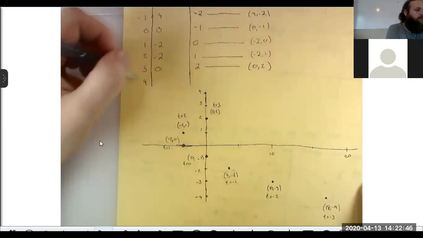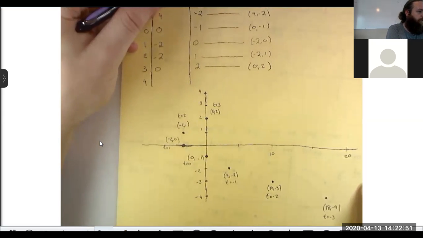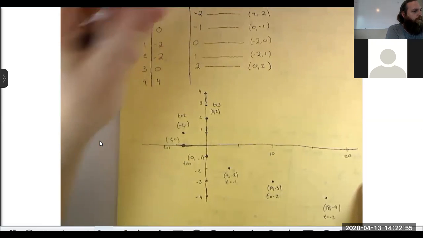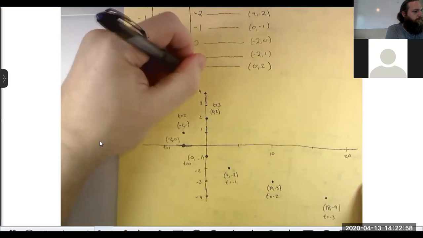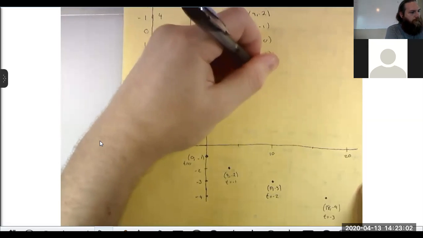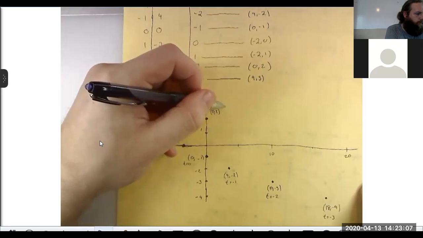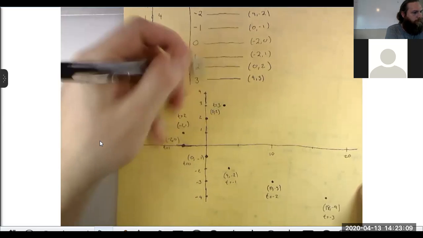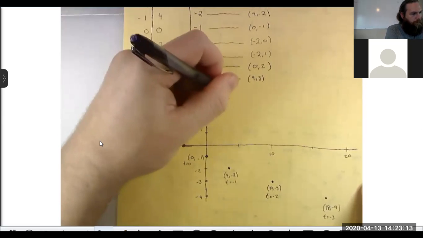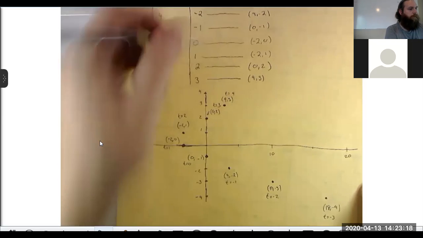When we get to time t equals 4, what's going to happen? Well, this will be 16 minus 12, which is 4. And this would be 4 minus 1, which is 3. So we'll have the point 4, 3 on the graph. So where is that? Here's 5, so here's 4. Here's the point 4, 3 associated with the time t equals 4.